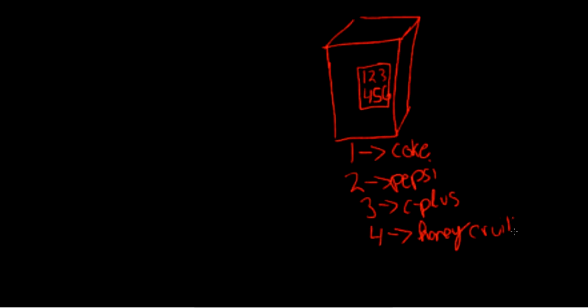So this vending machine is functioning, it's working, because whenever you press 1 you'll always get Coke, whenever you press 2 you'll always get Pepsi, whenever you press 3 you'll get C plus, and whenever you press 4 you'll always get a Honey Cruller.